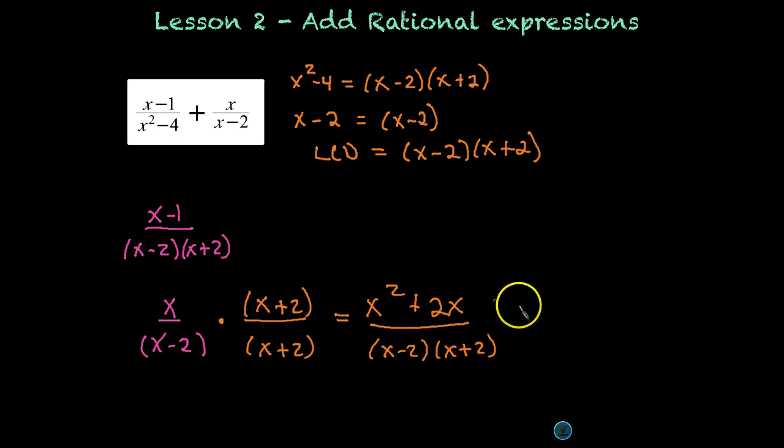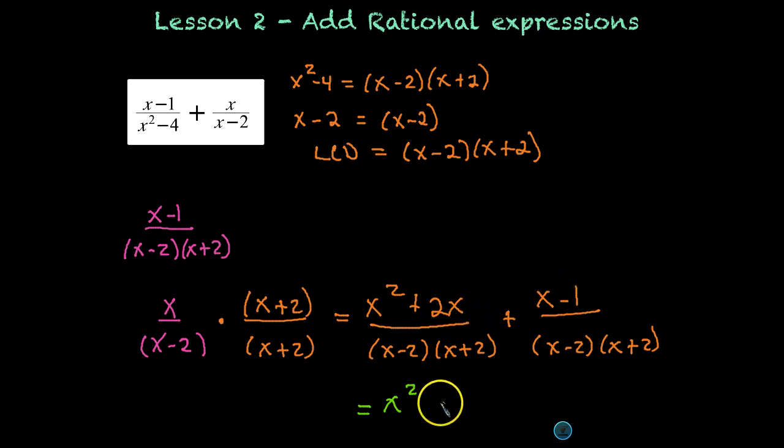Now we're ready to add our fractions together. So if we add in our original fraction, x minus 1, and remember that we have the same denominators, so we can add our numerators together. Let's do that. We end up with x squared.